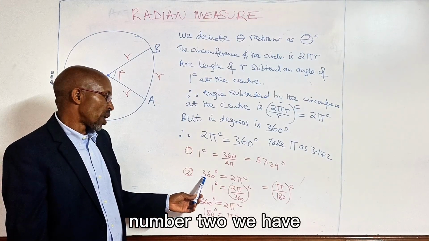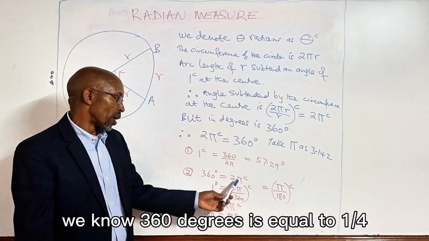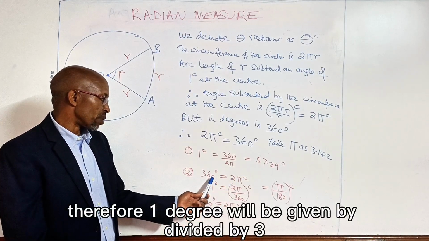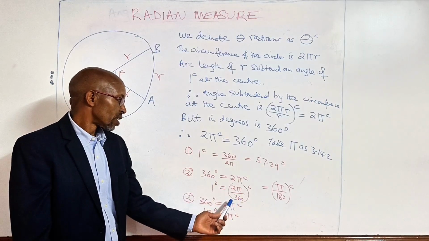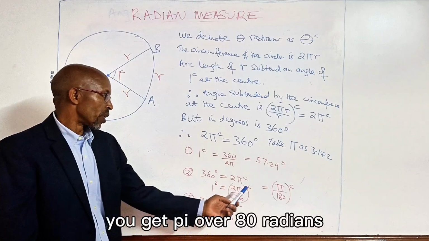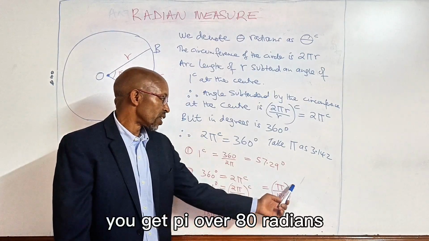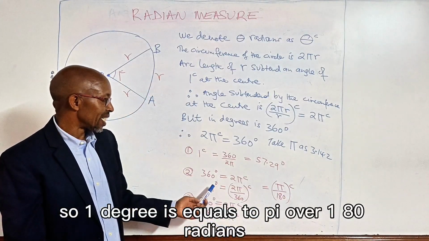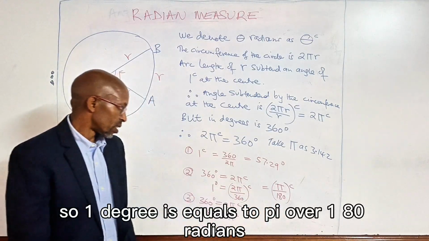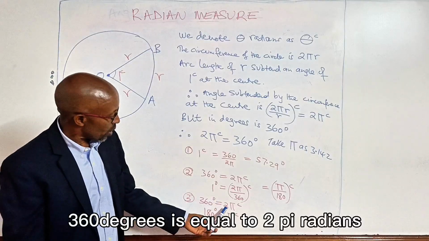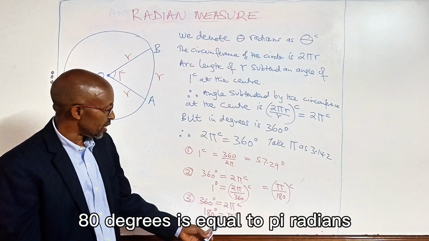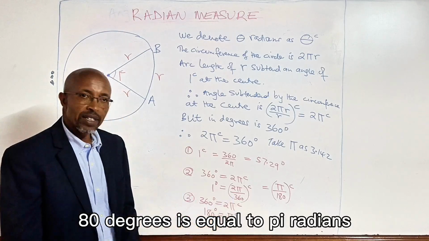Number 2, we know 360 degrees is equal to 2 pi radians. Therefore, 1 degree will be given by, we divide by 360 on both sides, and when we divide by 360 we'll get pi over 180 radians. So 1 degree is equal to pi over 180 radians. 360 degrees is equal to 2 pi radians. Therefore, we can divide by 2 on both sides and say 180 degrees is equal to pi radians.